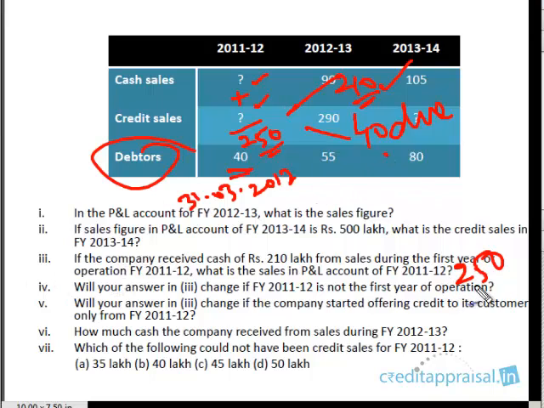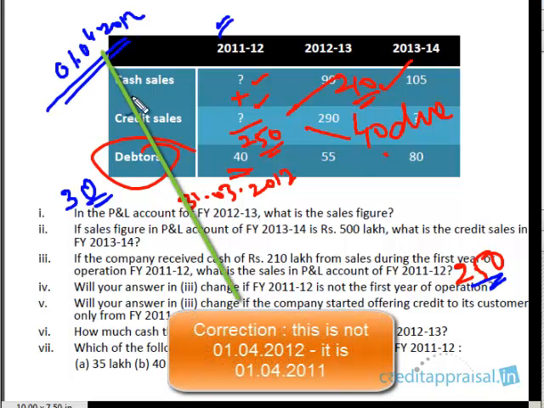So our answer was 250 lakhs, right? So would our answer have changed? Definitely it would have changed. The reason being, when we are saying this is the first year of operation, we are saying that the opening debtors, the dues from the customers, is 0. But what if the dues were something else? Say for example, 30 lakhs is due from the customers as at the beginning of this year. As on 1/4/2012, we already had dues from the customers of 30 lakhs, right?